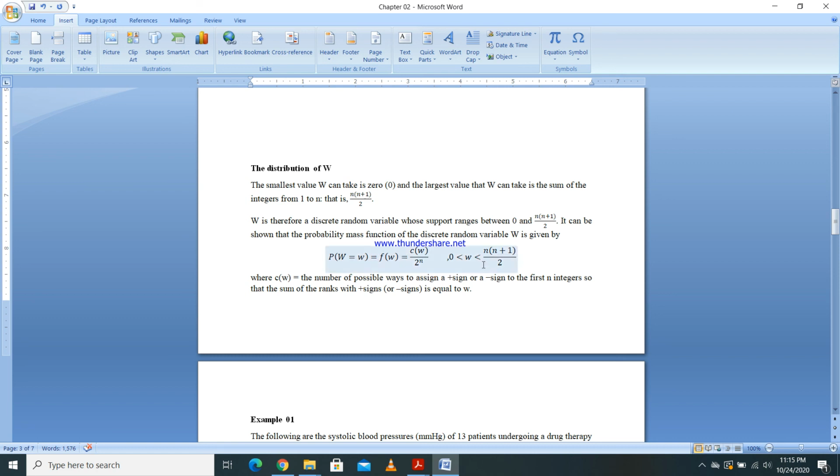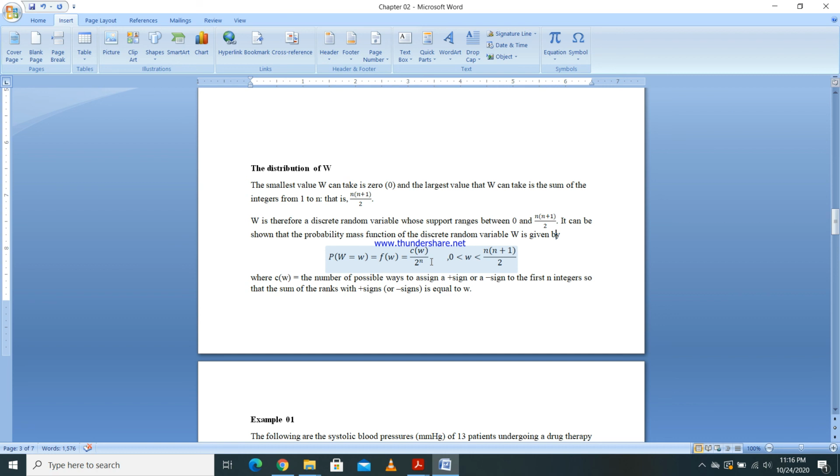When it comes to the number of ways that you can assign signs, let's say you have 10 observations. When you check the differences, sometimes you may get 5 positives and 5 negatives, or let's say 6 positives and 4 negatives. Likewise, you can get so many combinations of positive and negative, and the total number of those combinations is equal to 2 to power n. And again, if you have 6 positives and 4 negatives, there are so many ways that you can assign those 6 positives and 4 negatives.